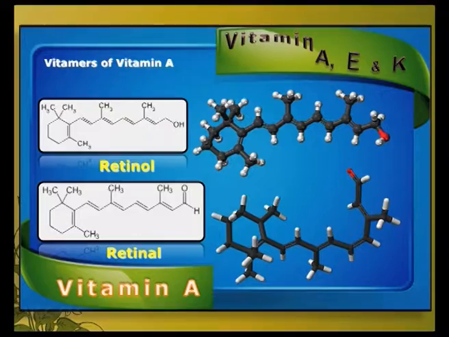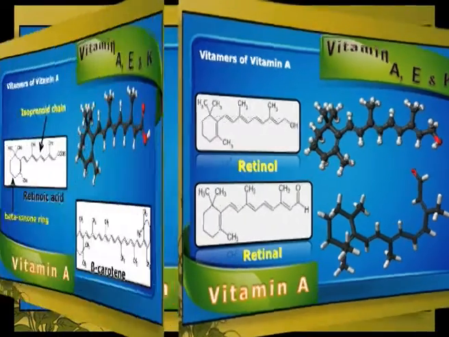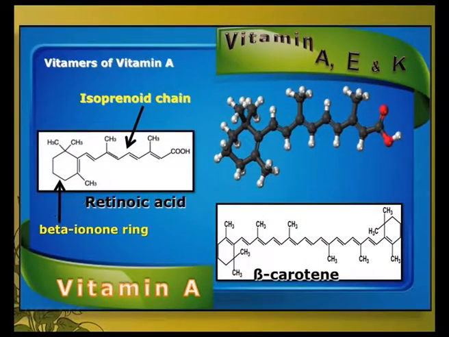If you look at the structure of vitamin A, which are retinol, retinal, retinoic acid and beta carotene, we see that all these contain a beta ionone ring and an isoprenoid side chain.